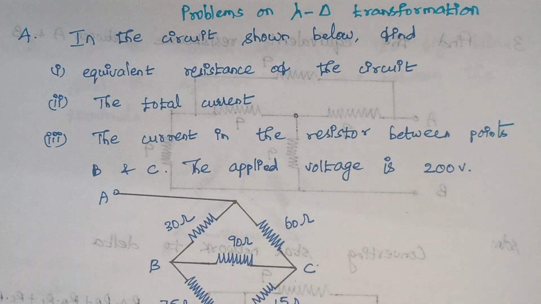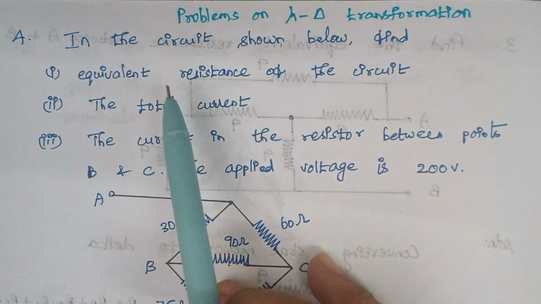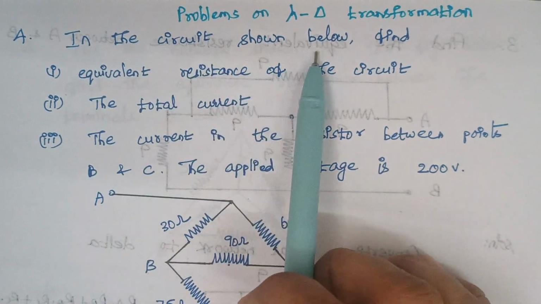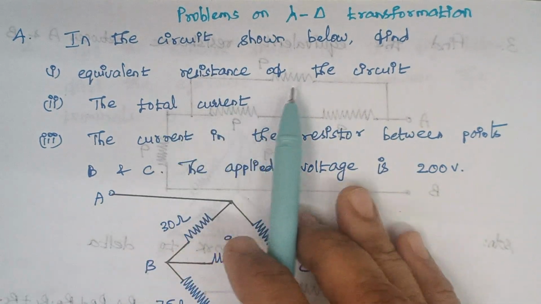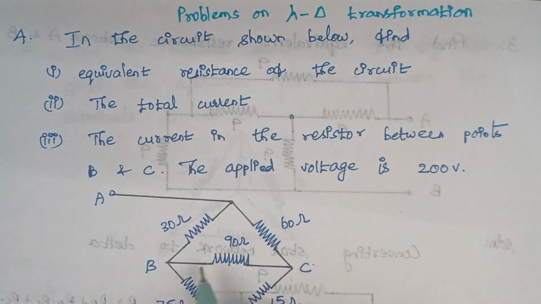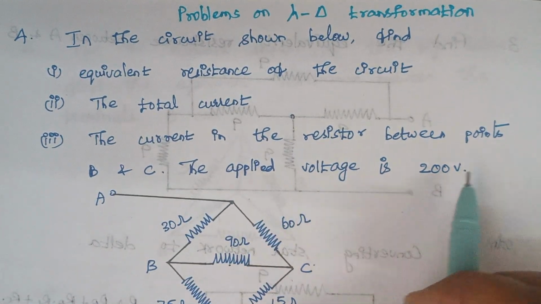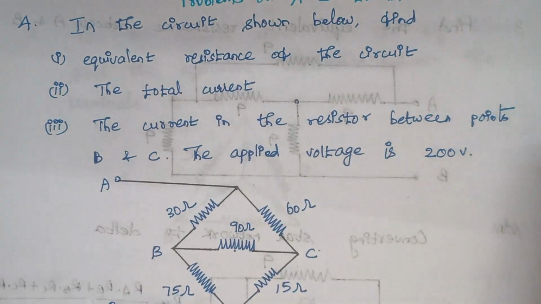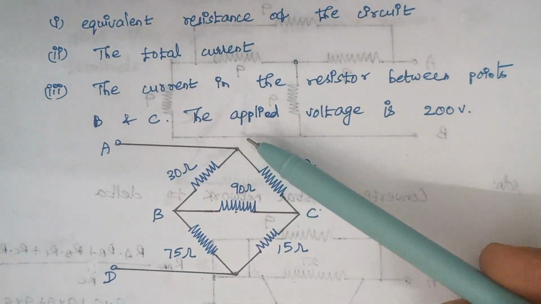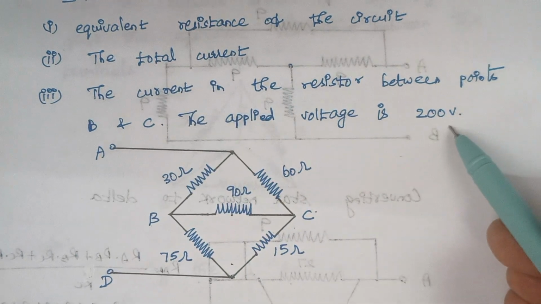Today we are going to discuss problems on star delta transformation. Here the problem is: in the circuit shown below, find the equivalent resistance of the circuit, the total current, the current in the resistor between points B and C. And here the applied voltage is 200 volt. Here is the given circuit diagram, and the supply voltage is 200 volt.